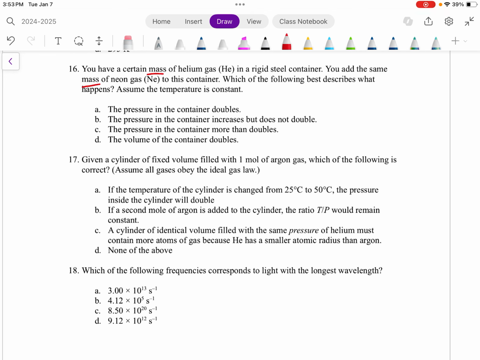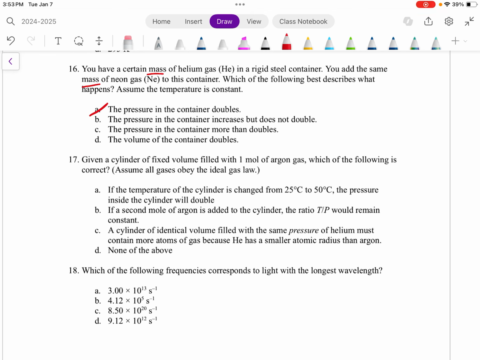So that's not going to happen. Helium and neon are very different in masses. If you were adding the same moles, that would be the correct answer, but you are not. Okay. The pressure in the container increases but does not double, okay? So pressure in the container increases. The pressure is going to increase.